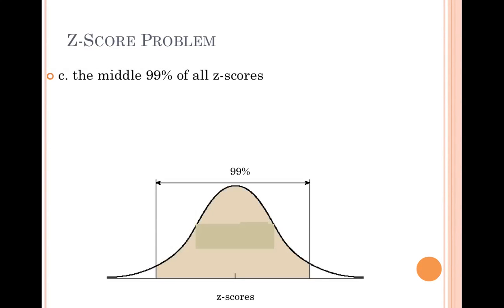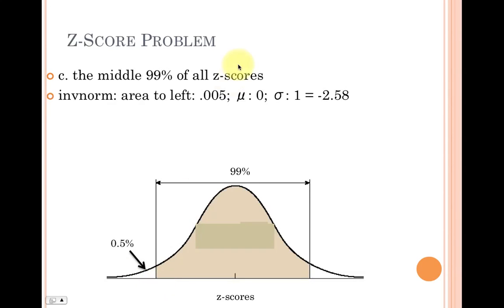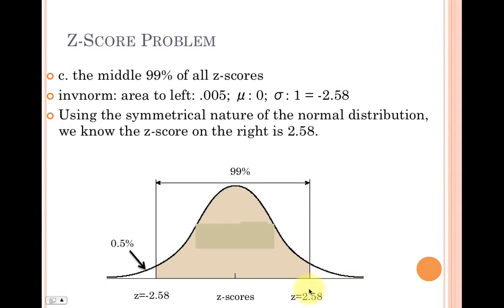So we note that this is 99% of the area with a remaining 1% existing in both unshaded tails. So in this left unshaded tail we must have 0.5%, which means that the area to the left of this unknown z-score is 0.005 when expressed as a decimal. The mean is 0, standard deviation is 1, and that gives us a z-score of negative 2.58, which means that the z-score on the positive side must be positive 2.58.